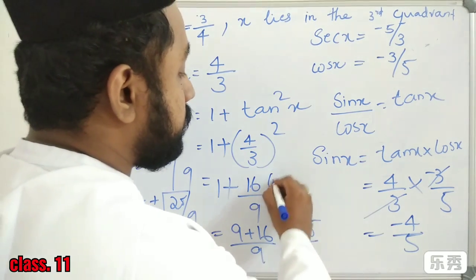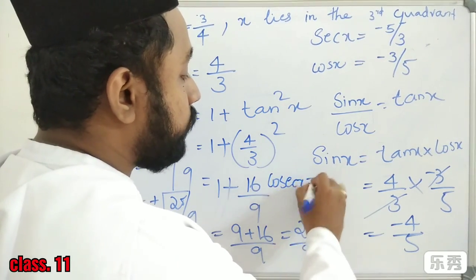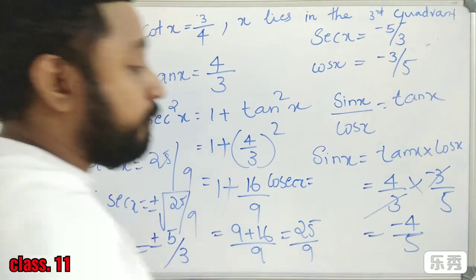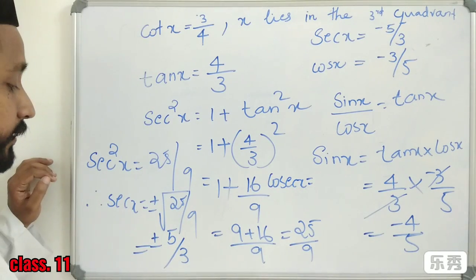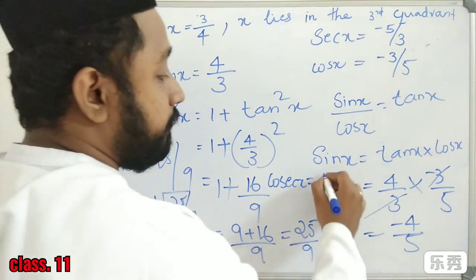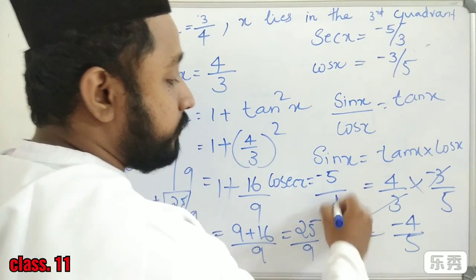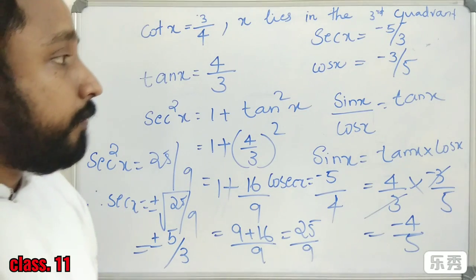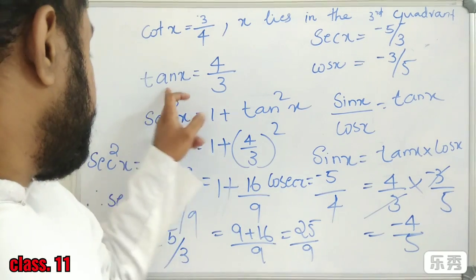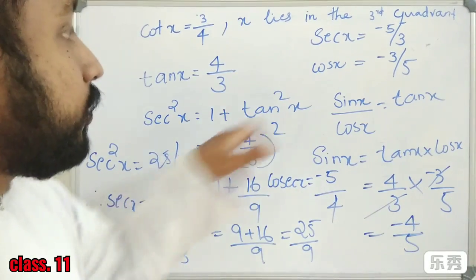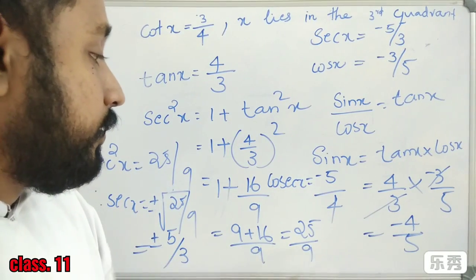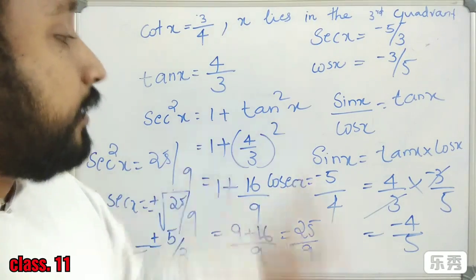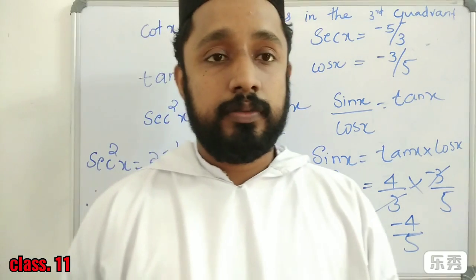Therefore cosec x is equal to the reciprocal of sin x. The reciprocal of minus 4 by 5 is minus 5 by 4. Therefore cosec x is equal to minus 5 by 4. So we found tan x, sec x, cos x, sin x and cosec x. These are the other trigonometric ratios.